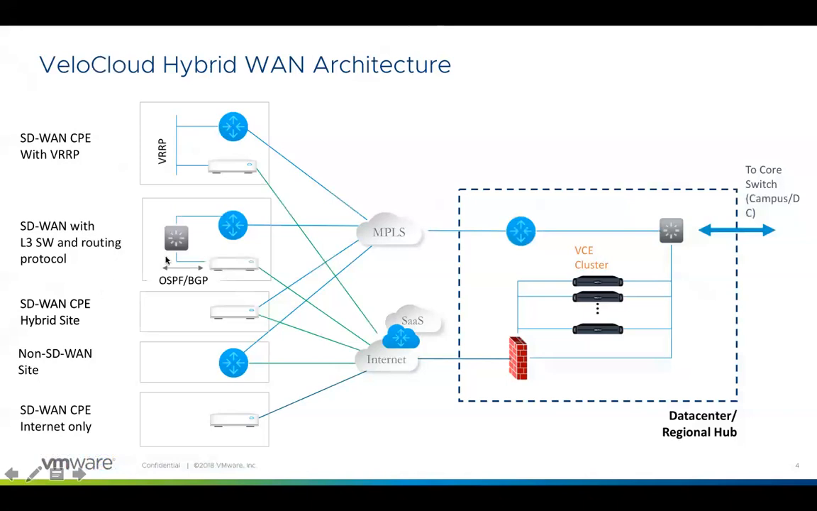And if it goes down, then traffic would simply follow the CE router, because then the CE would become the VRP master. The second topology here is where the VeloCloud Edge is inserted off path and is running routing protocols with the downstream L3 switch, so that it can attract traffic going to remote sites towards the VeloCloud Edge instead of following the CE router.